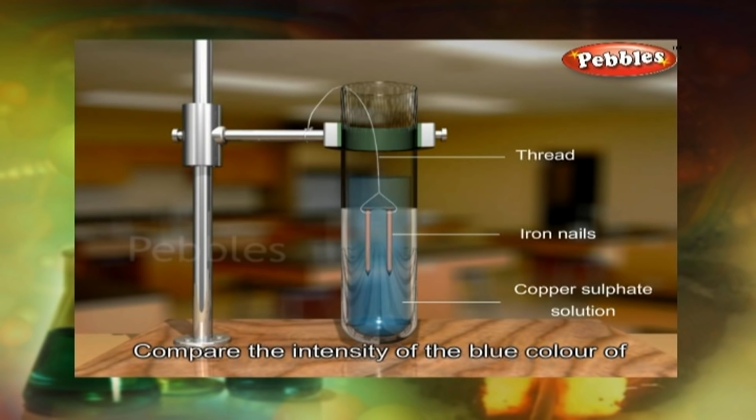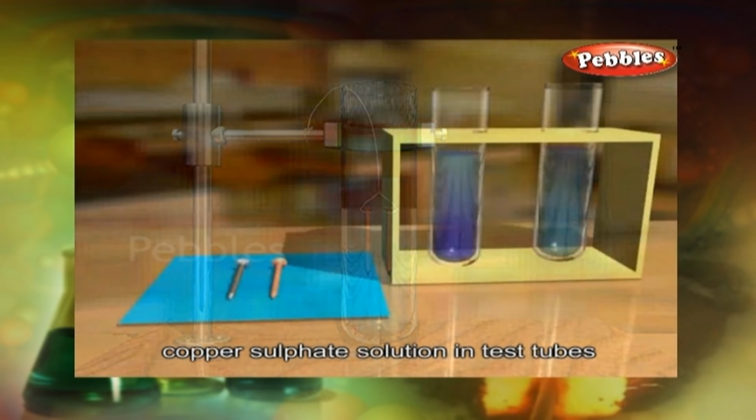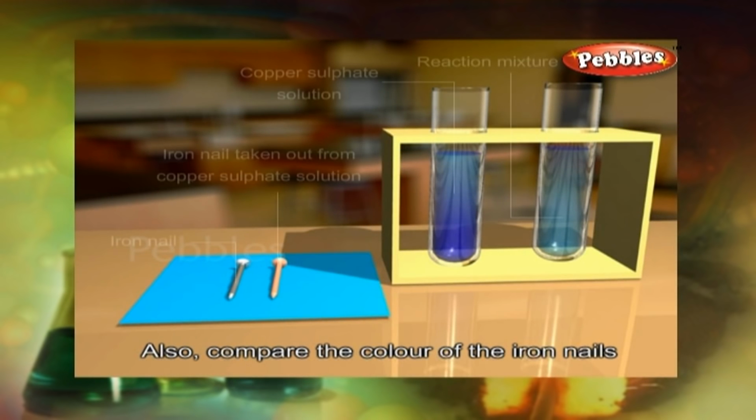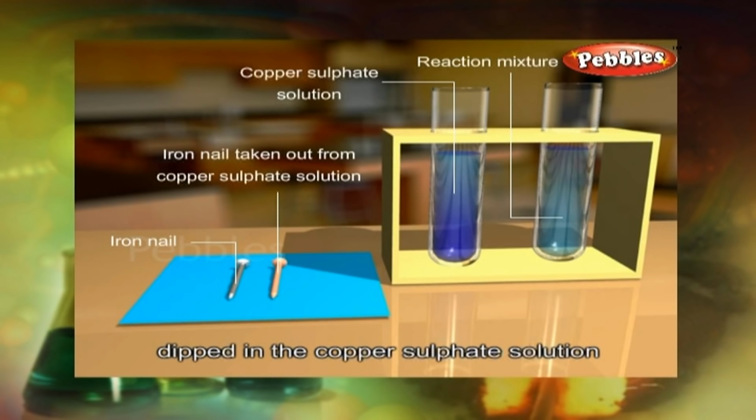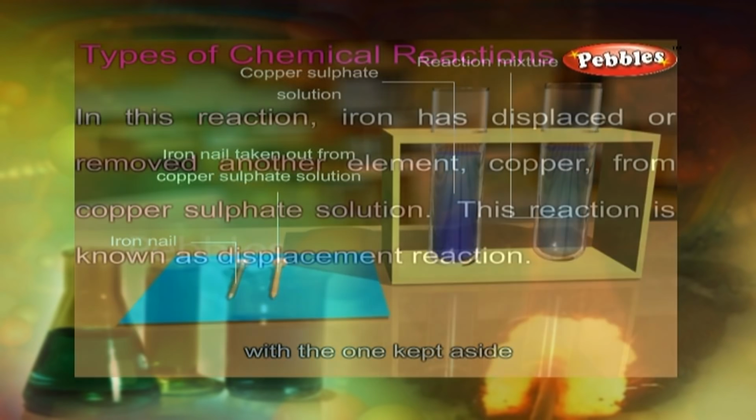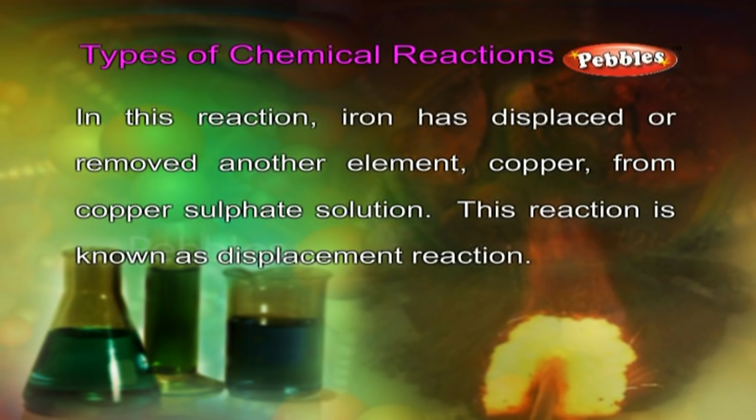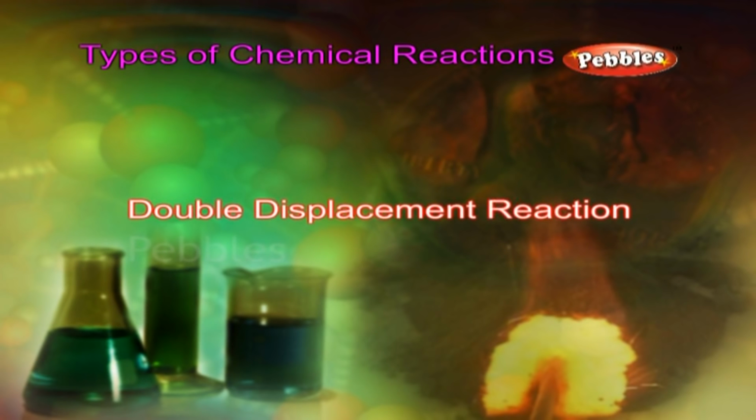Compare the intensity of the blue color of copper sulfate solutions in test tubes. Also compare the color of the iron nails dipped in the copper sulfate solution with the one kept aside. In this reaction, iron has displaced or removed another element, copper, from copper sulfate solution. This reaction is known as displacement reaction. Double displacement reaction.